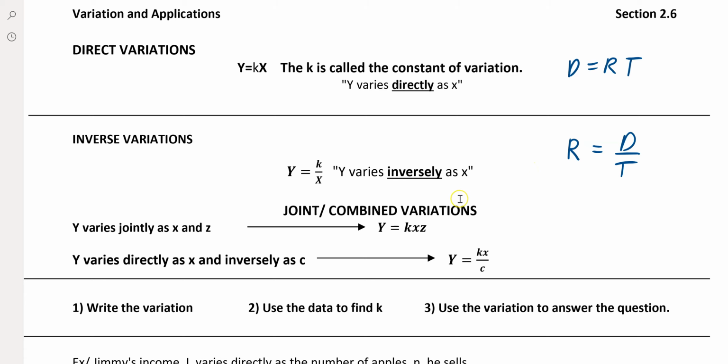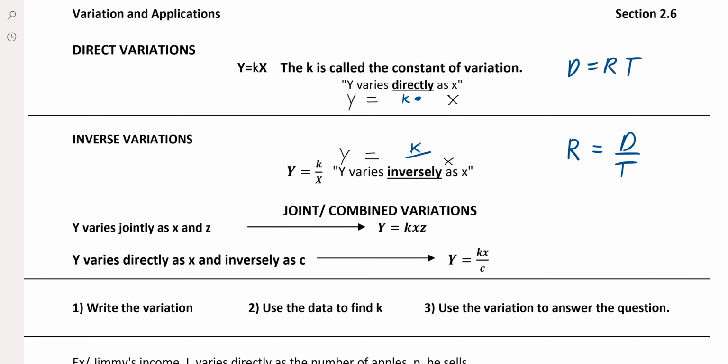Okay, so all you have to do really is just read the wording, and it tells you what to do. So if it says y varies inversely as x, you put y equals k over x. So when you see inversely, you think k divided by, and when you think directly, you think k times. And so it gives you everything you need. This is y equals k times x. This is y equals k divided by x.